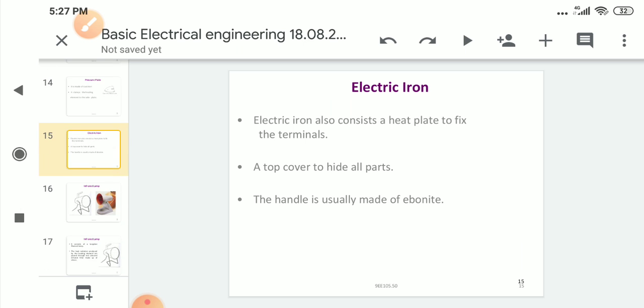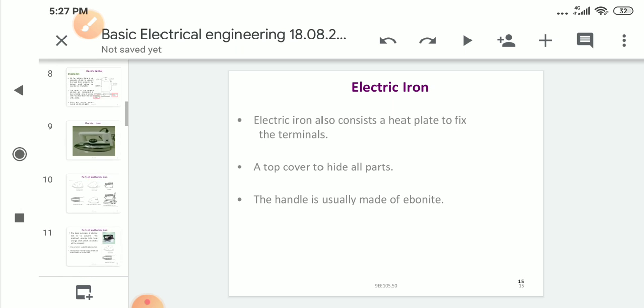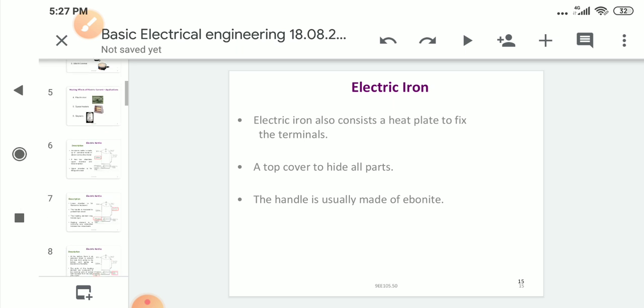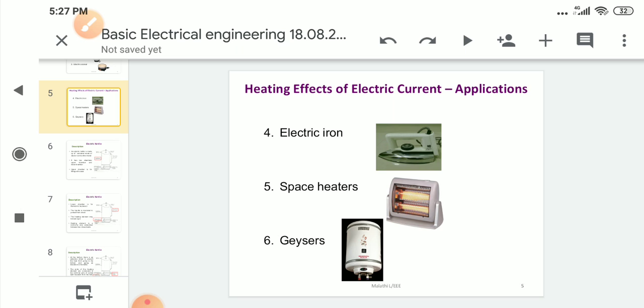Right? And the next equipment you already studied just now, that is about heaters and geysers. And the last one is infrared lamps. These are some of the appliances used for our domestic purposes. Like that, for industrial purposes also there are so many applications using this heating effect of electric current. Hope you understand this. Thank you for watching.